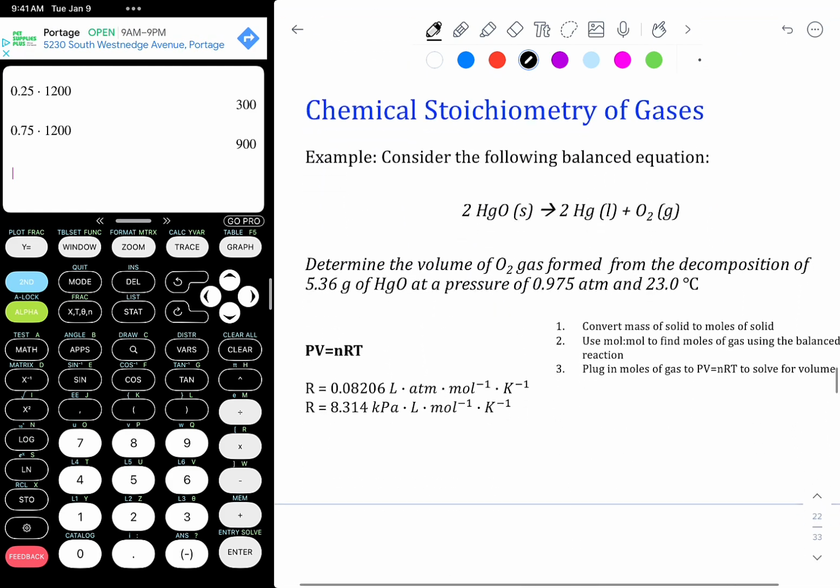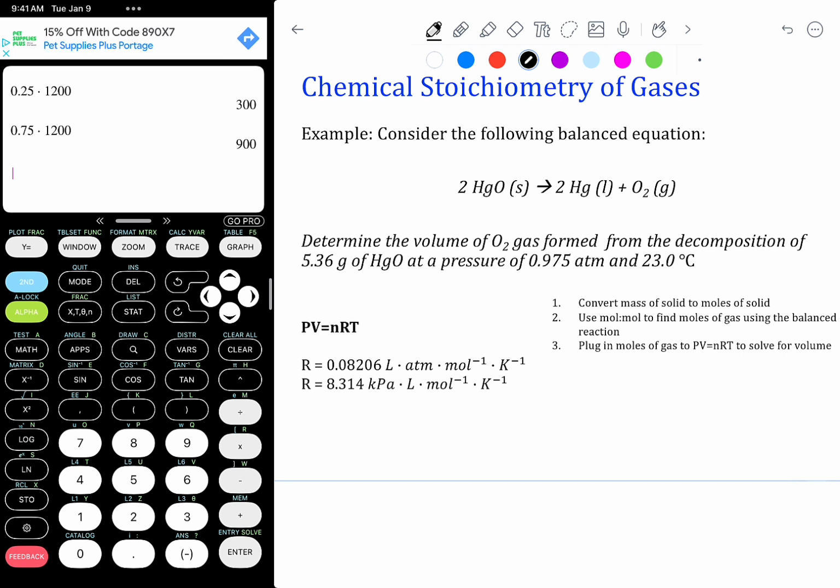So let's look at the example. Consider the following balanced equation. Determine the volume of oxygen gas formed from the decomposition of 5.36 grams of mercury oxide at a pressure of 0.975 atm and 23 degrees Celsius. In this problem, we are going to combine our knowledge of mole-to-mole ratios with our new knowledge of PV equals nRT, the ideal gas equation.